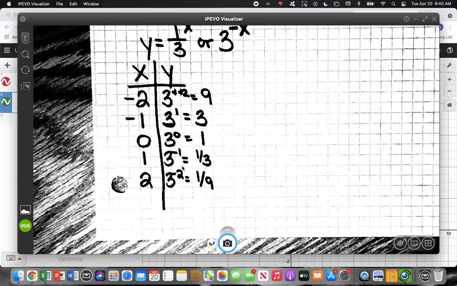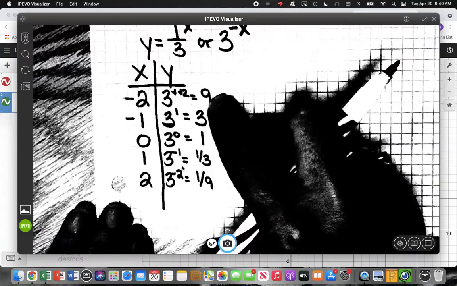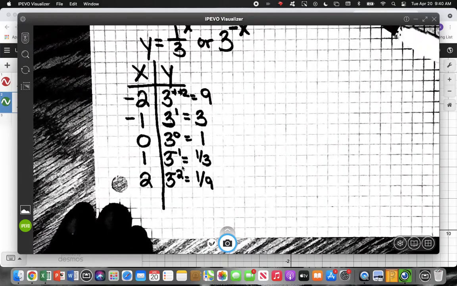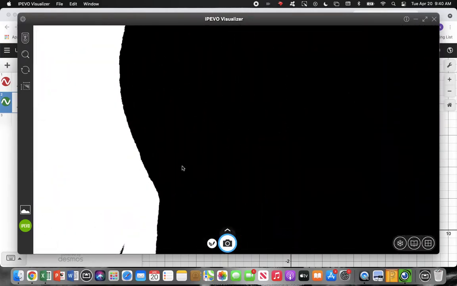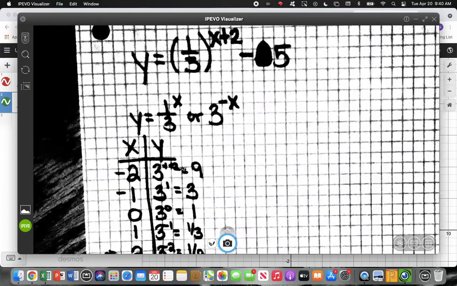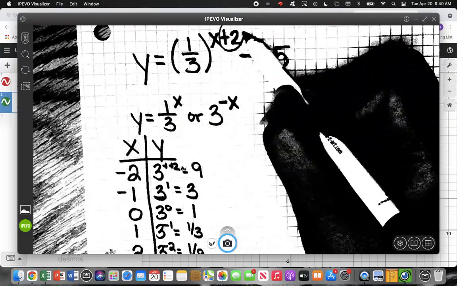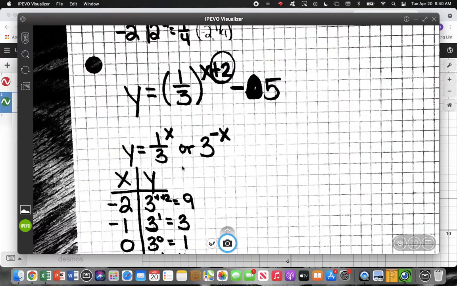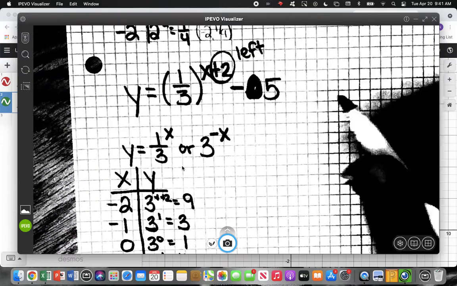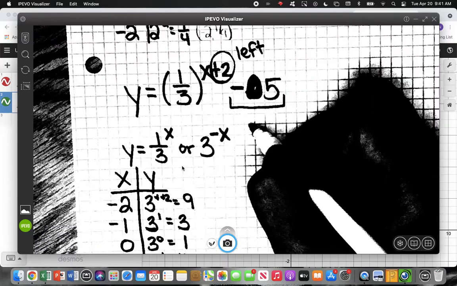So we can make a graph for this. Before we make this graph, I want you guys to take a look at something. Your graphs will be provided for you on your assignment. But if we are making our graph on our own right now, our shifts here, what's that +2 tell me I'm going to do? Which direction, left or right 2? All right, I'm going to go left 2. Now this -5, what's that going to tell me to do? Down 5.